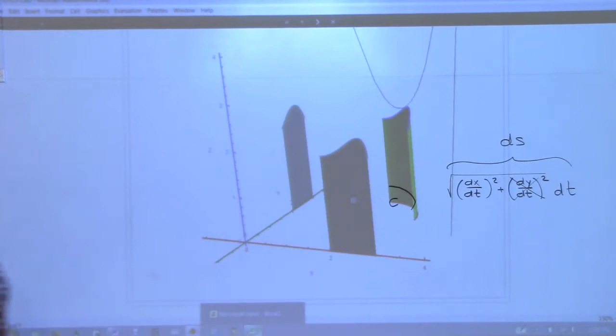Now, let's see if we can run through an example.